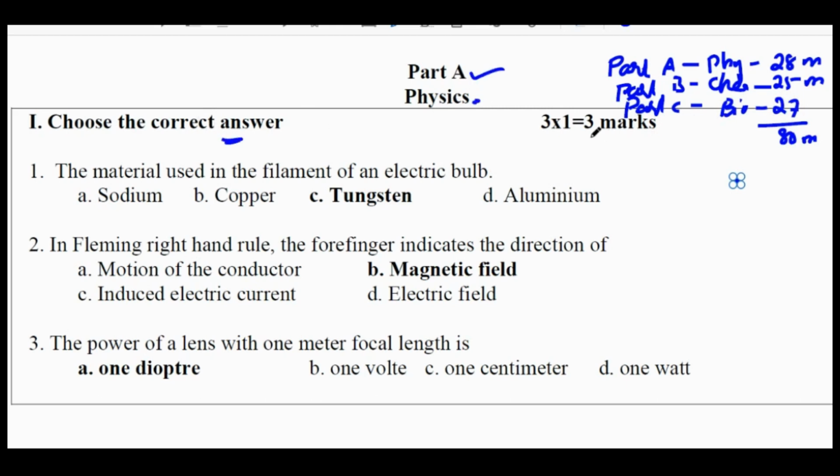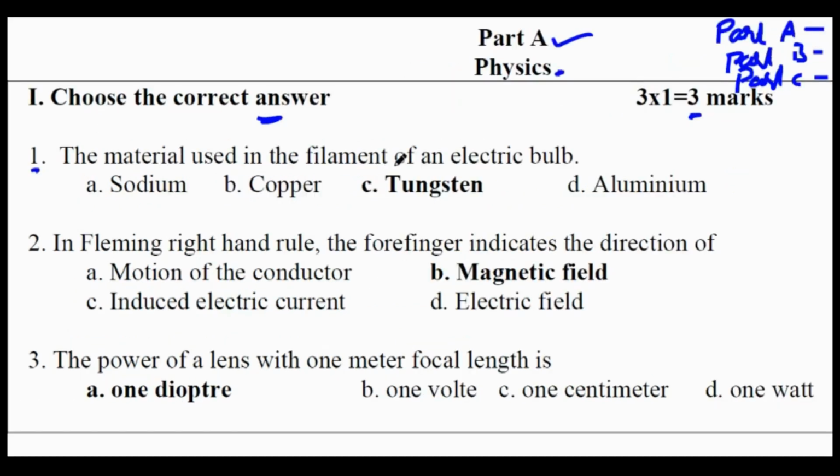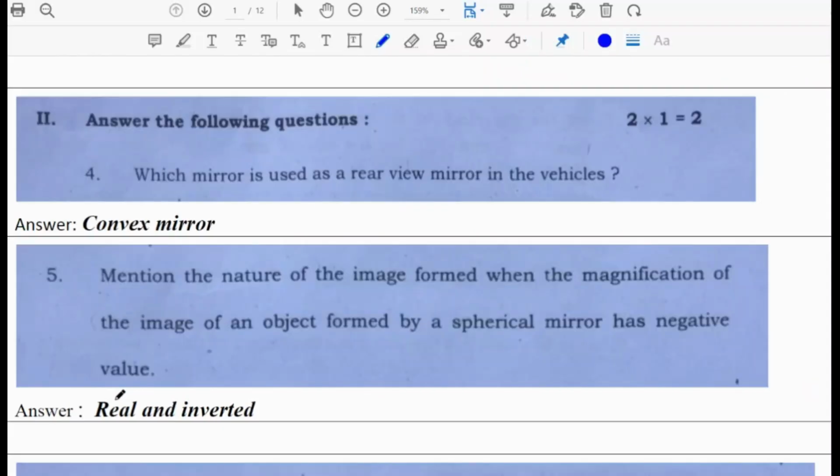First section is choose the correct answers. Three questions, 3 marks. First question, the material used in the filament of an electric bulb is tungsten. Second question, in Fleming's right hand rule, the forefinger indicates the direction of the magnetic field. The power of a lens with 1 meter focal length is 1 diopter.